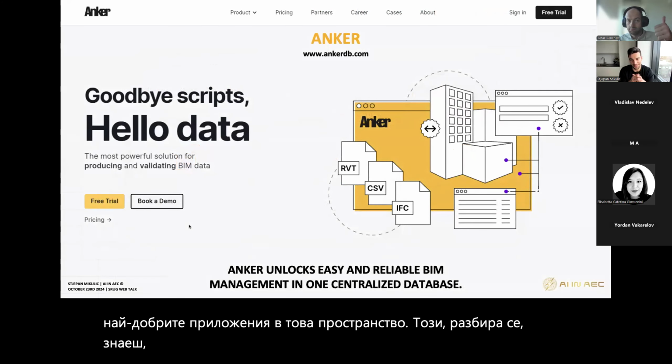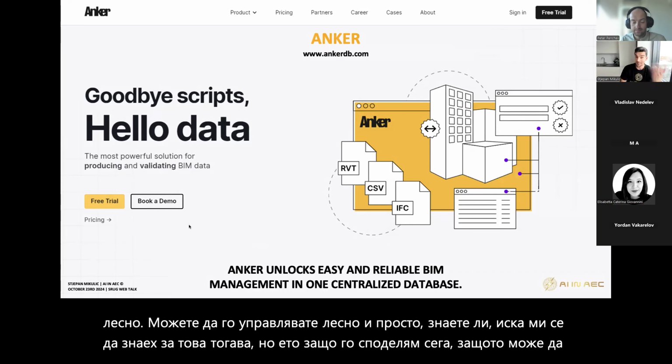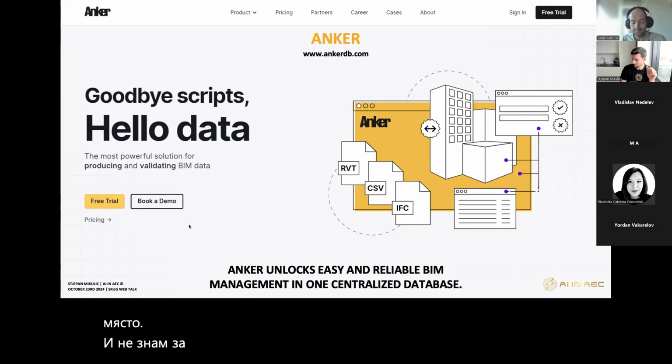I wish back then I knew about Anker, because what Anker does is that it connects your databases with your BIM models, so you can manage it easily and simply. I wish I knew about this back then, but this is why I'm sharing it now, because you might be in a similar spot and not know about software like this. Okay, moving on to a bit of construction.